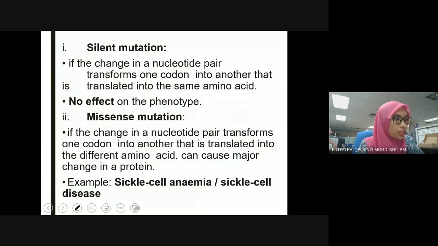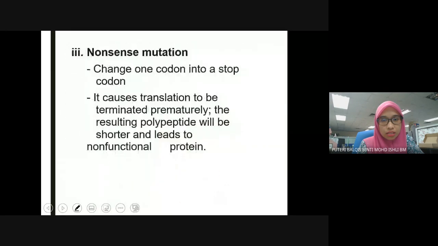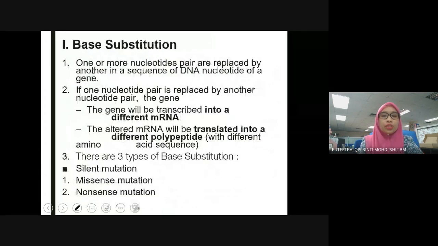So, untuk base substitution, this refers to when one or more nucleotide pairs are replaced. Keyword sekarang ni adalah replace. Dia punya ayat depan dengan ayat belakang sama, tapi keyword untuk substitution adalah replace. One or more nucleotide pairs are replaced by another in a sequence of DNA nucleotides of a gene.